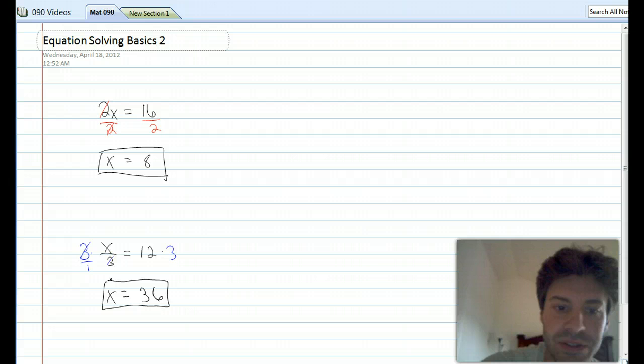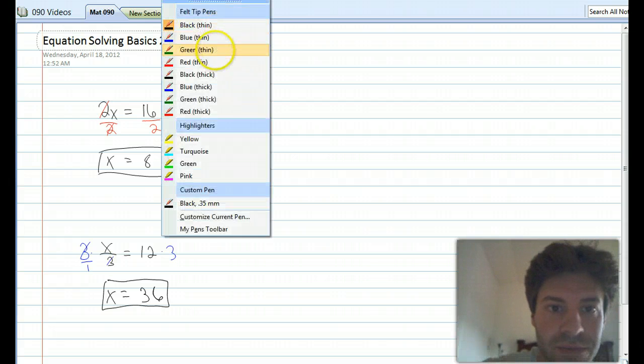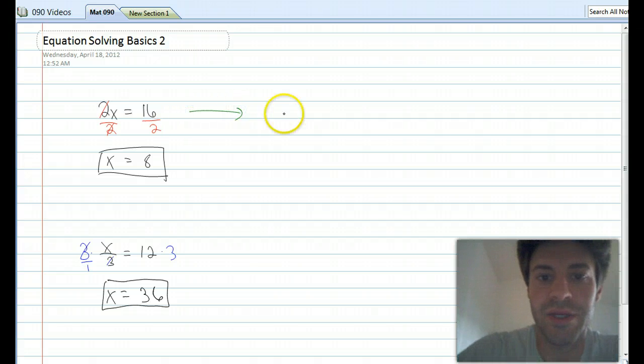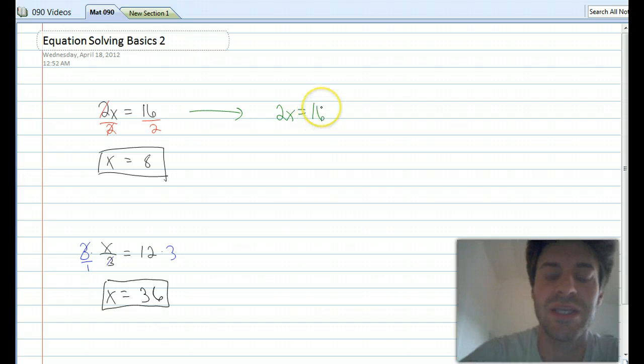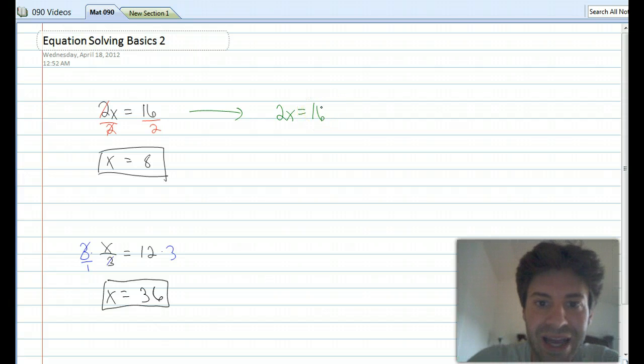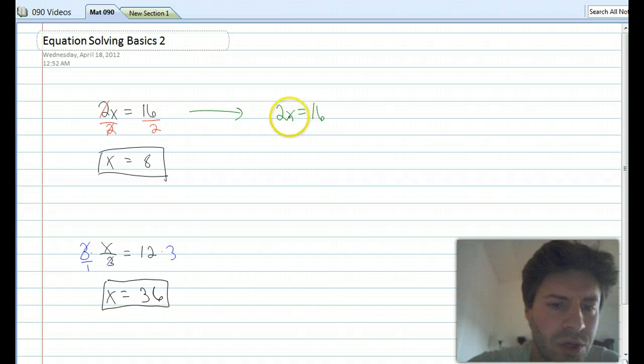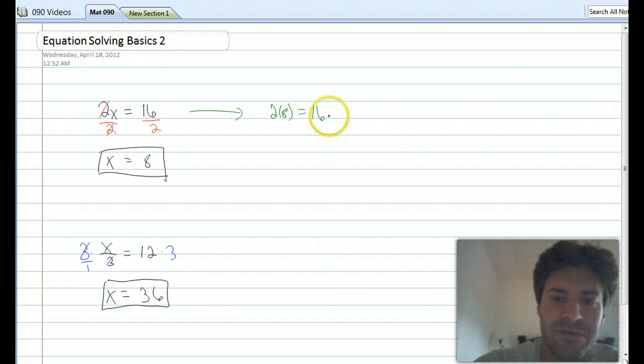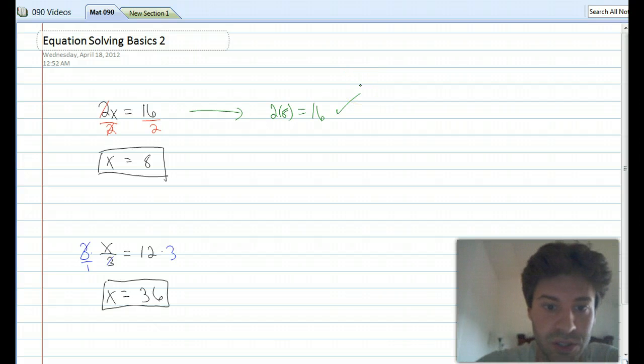Now what we should probably do is go back and check both of our solutions just to make sure that we did it right. So we're going to copy down the original equation, 2x equals 16, and we're going to replace x in this equation with our solution. We're going to substitute our solution into this equation. What did we get? We got x equals 8. So we're going to replace that x with an 8, and now we have 2 times 8 equals 16. Is that correct? Is that equation true? Yes, of course, it is. So we have the correct solution.